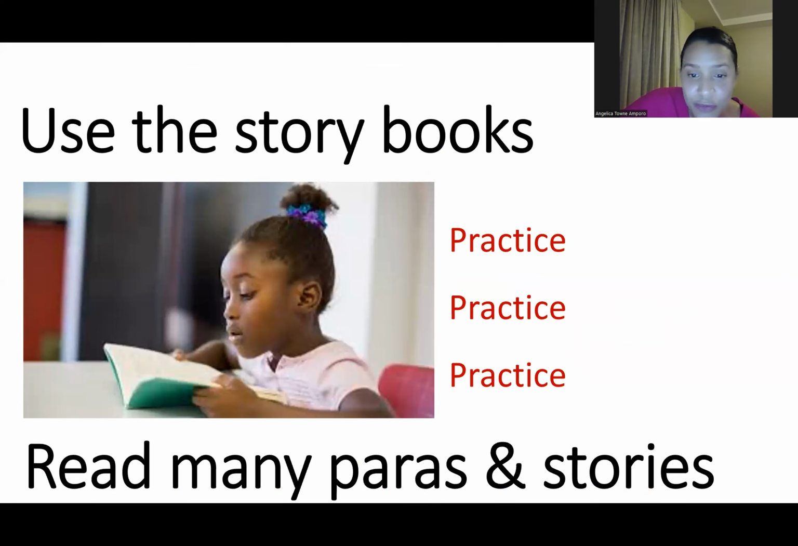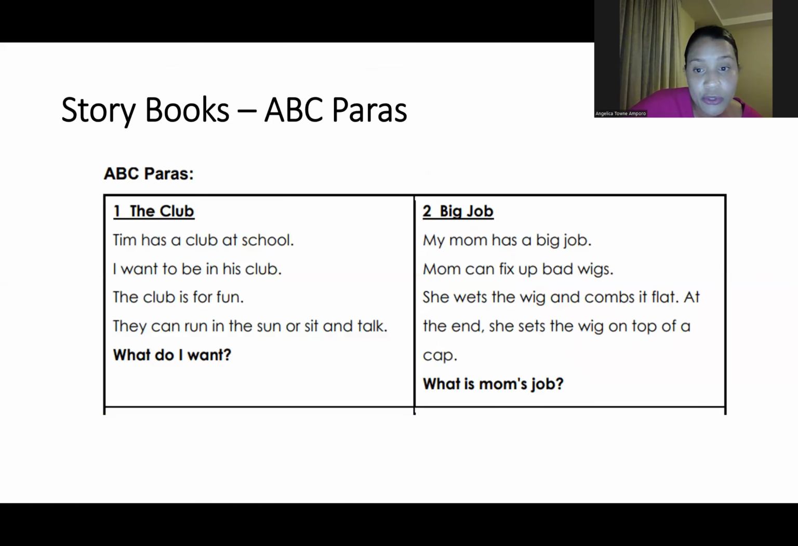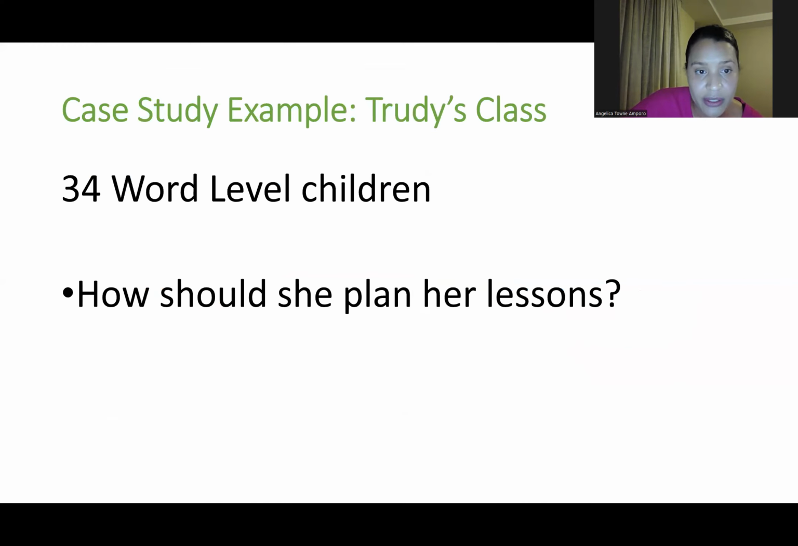So use the storybooks, practice, practice, practice. Read as many paras and stories as possible. This will build up their ability to decode these more complicated words. The only way to learn how to read is to practice reading. You start with these very simple paras, the ABC paras, and then you go to more and more complex and longer paras. So here we have a case study of Trudy.